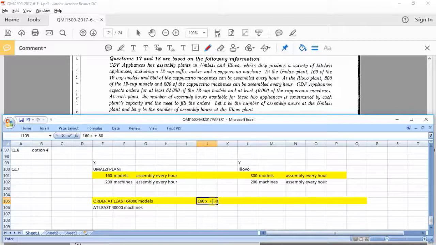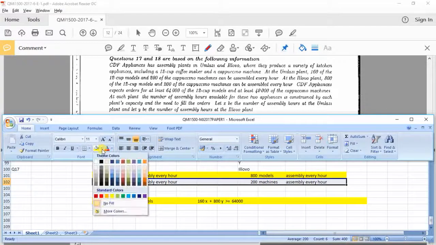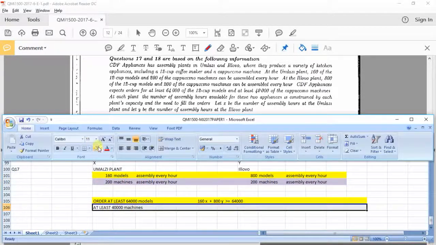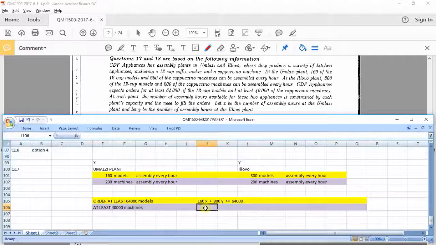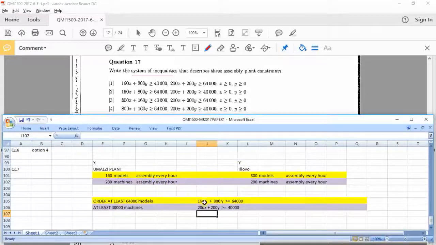If I'm looking at the models, at least 64,000, so 160x plus 800y must be at least, so greater than or equal to 64,000. And then that's the machines. For this one, it's 200x plus 200y greater than or equal to 40,000.